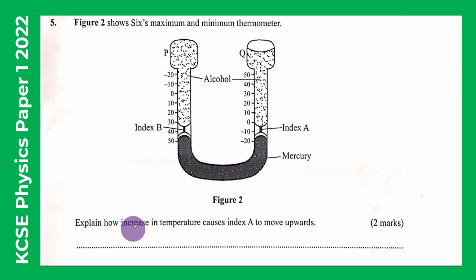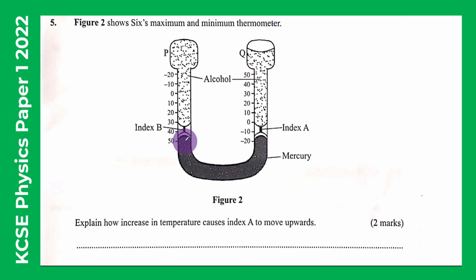In this question, we just want to show how the maximum thermometer works, because we have been asked to explain how an increase in temperature causes index A to move upwards. So this is what happens. This thermometer has got one bulb which is full of mercury, and it is a section which is used to measure minimum temperature, while the other section has a space above the alcohol. So this space is filled with alcohol. At the very bottom, we've got mercury.